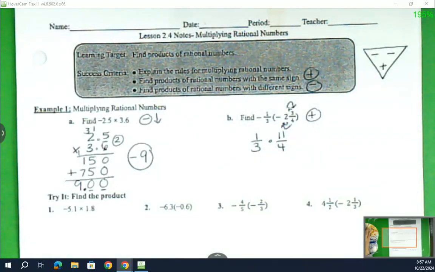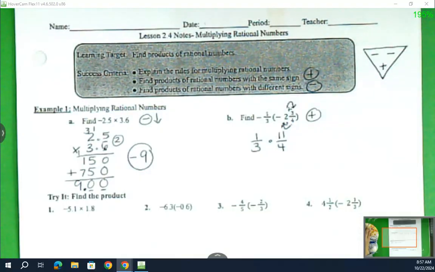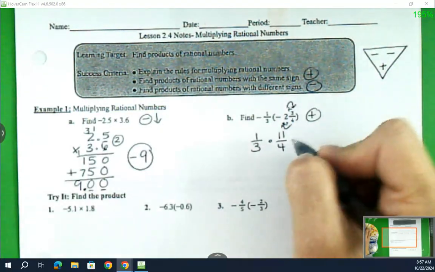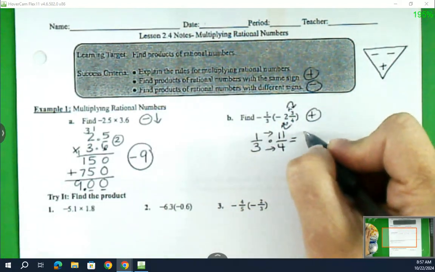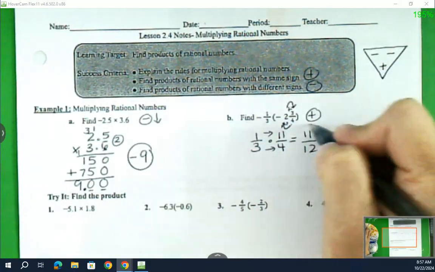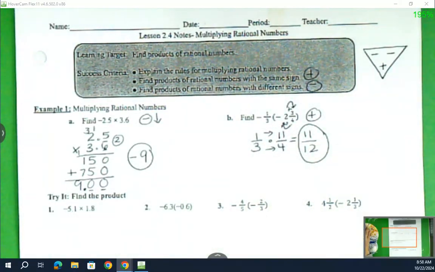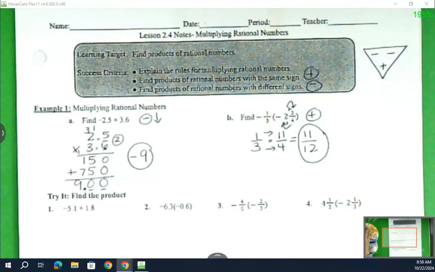And then we look to see if we have any common factors in the diagonals that we can reduce. Here we can't because 4 and 1 are already simplified, and so is 3 and 11. So we're just going to multiply across. 11 times 1 is 11, and 3 times 4 is 12. And again, checking our answer is positive. And so we have 11 twelfths. We can't simplify that. All right, you can pause this video and try questions 1 through 4, and then come right back to check your answers with me.